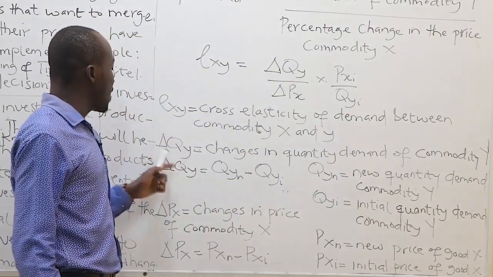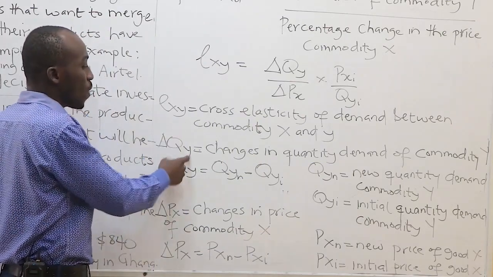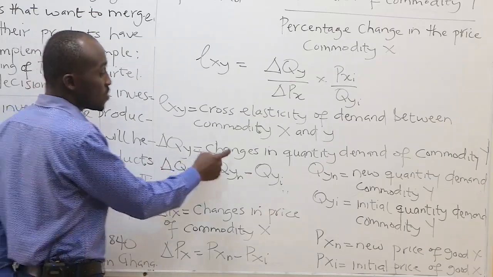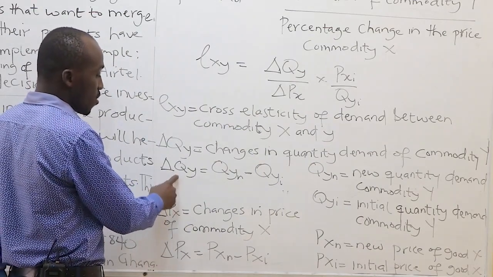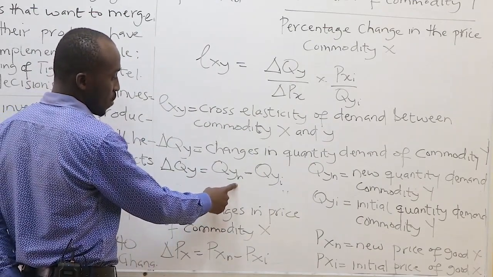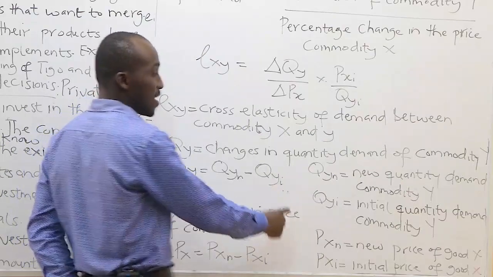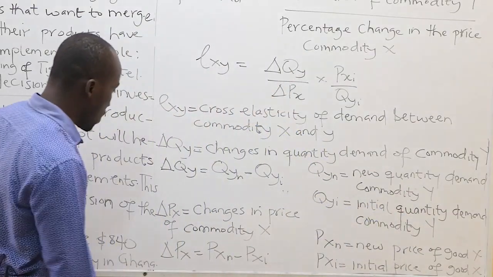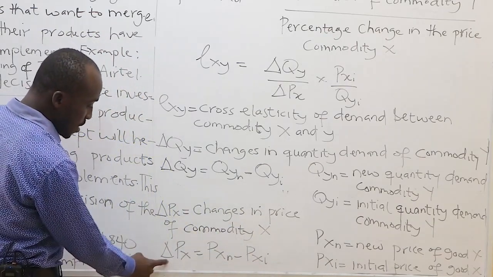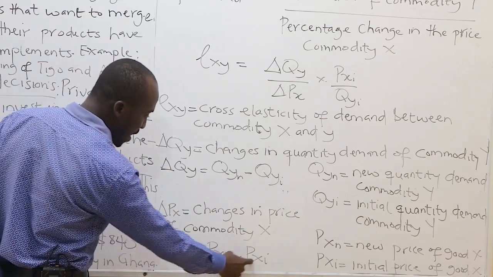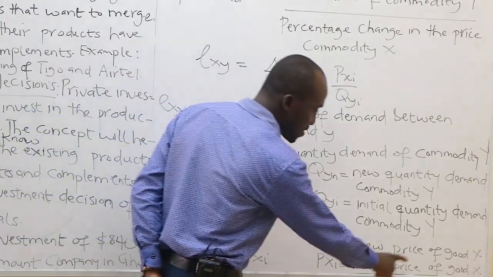The change in quantity demanded of commodity Y, delta QY, is equal to QYN minus QYI. What is QYN? The new quantity demanded of commodity Y. What is QYI? The initial quantity demanded of commodity Y. And we have delta PX, the change in the price of commodity X, which is equal to PXN minus PXI. PXN is the new price of commodity X, and PXI is the initial price of commodity X.